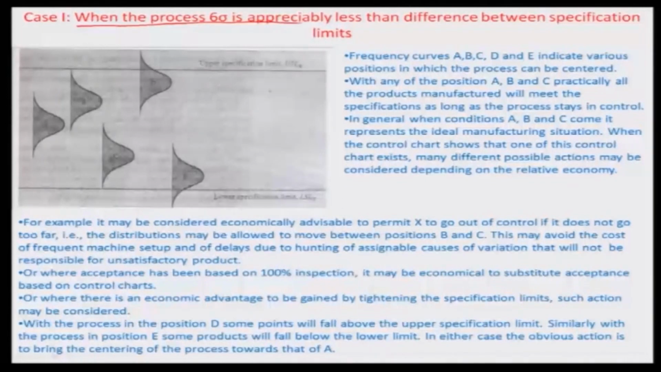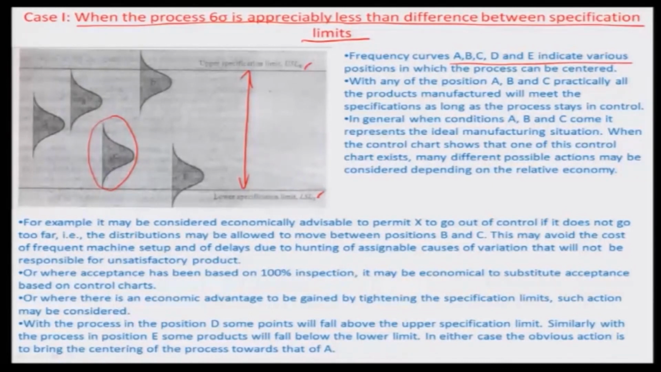Case 1 was when the process 6 sigma, which is the process spread, is appreciably less than the difference between the specification limits. You can see here that the amount of 6 sigma, which is the spread, is much lower in comparison to the difference between the USL and the LSL as recorded here. So the frequency curves A, B, C, D and E indicate various positions in which the process can be centered. For example, this process D would have a mean very close to the upper specification, while process E would have a mean very close to the lower specification, etc.